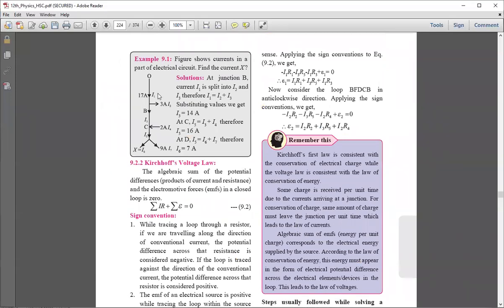Let's move to the next page. This is a problem based on Kirchhoff's first law. The figure shows currents in a part of an electrical circuit. Find the current X. This is some section of an electrical circuit. An electrical circuit is always a closed path.